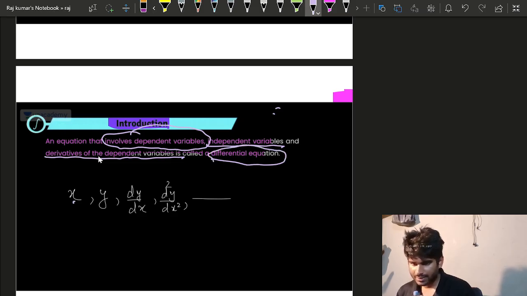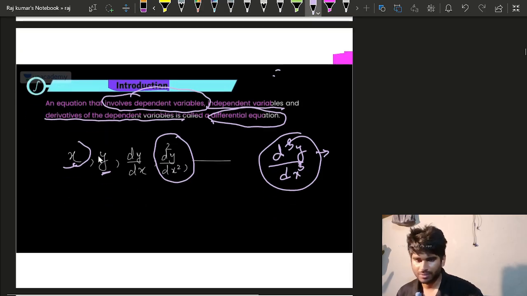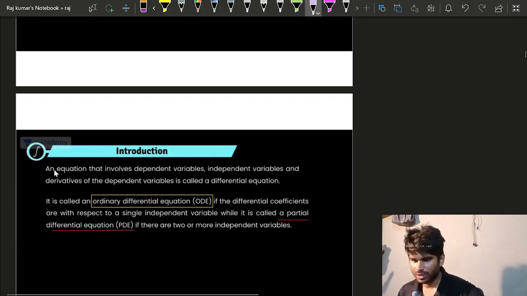So x is independent, and y is dependent, but this is the derivative dy by dx, and this is a double differentiation when we write it like this. And this is a triple, that means third order. We will discuss it later. Just a minute. See here, so what did we understand?